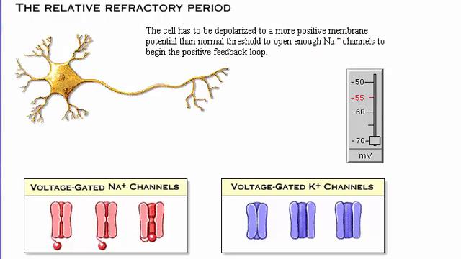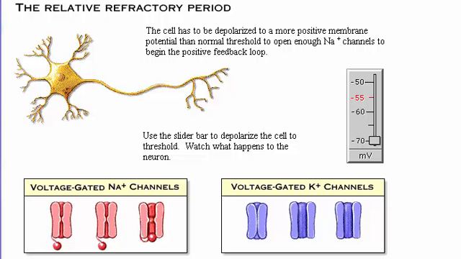The cell has to be depolarized to a more positive membrane potential than normal threshold to open enough sodium channels to begin the positive feedback loop. You can prove this statement to yourself. Use the slider bar to depolarize the cell first to -55 millivolts, the normal threshold, and then above threshold. Watch what happens to the neuron.